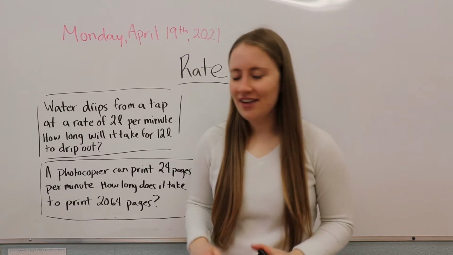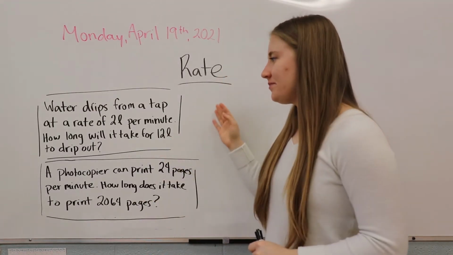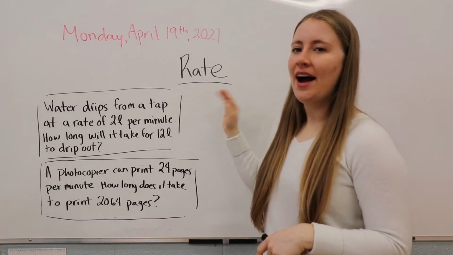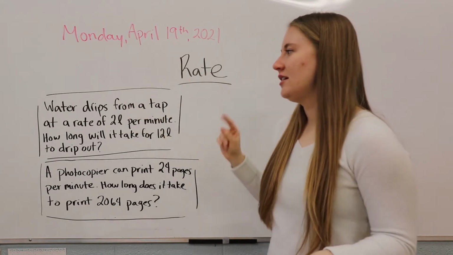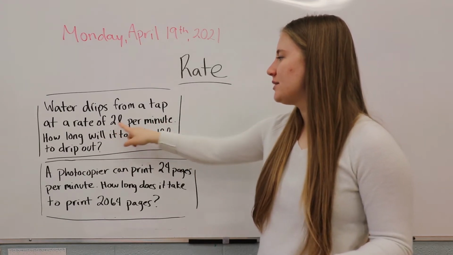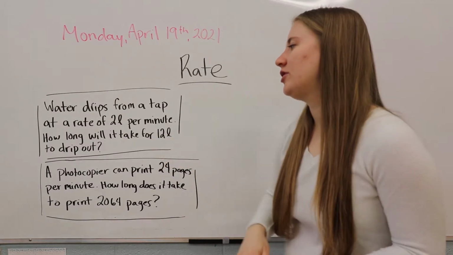All right, so let's have a look at this example. And this is probably another example that you can do in your head. It's fairly simple, but I do want to show you how we can use the skills that we're working on in this question. So this question says that water drips from a tap at a rate of 2 liters per minute. Okay, how long will it take for 12 liters to drip out?